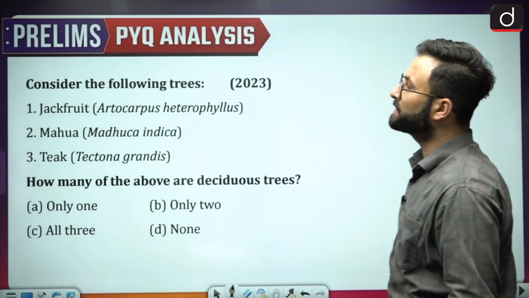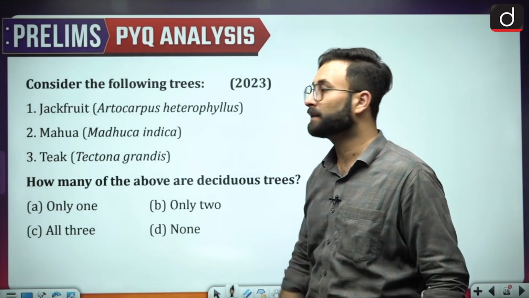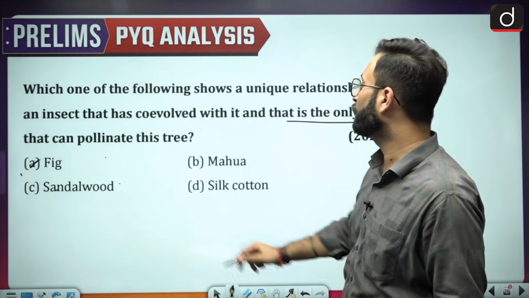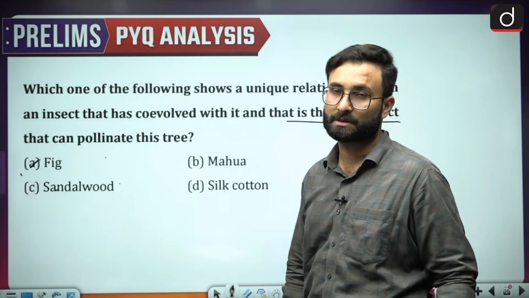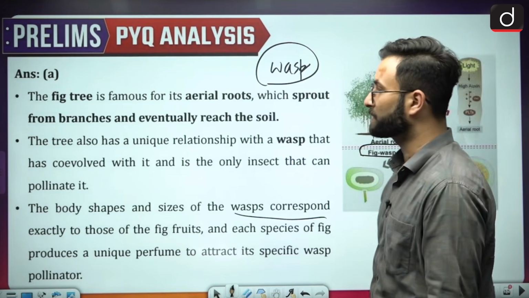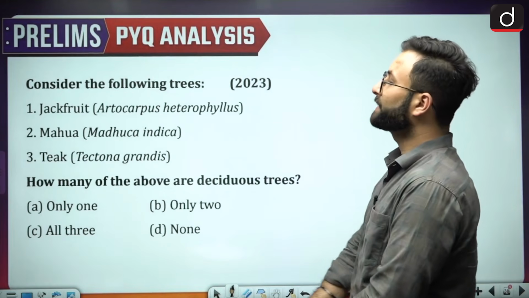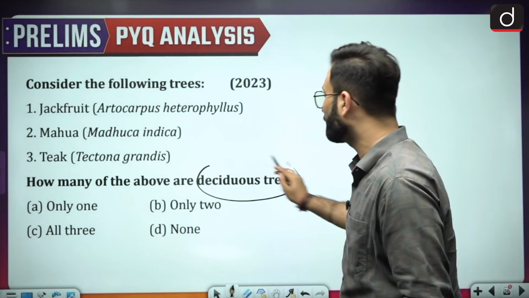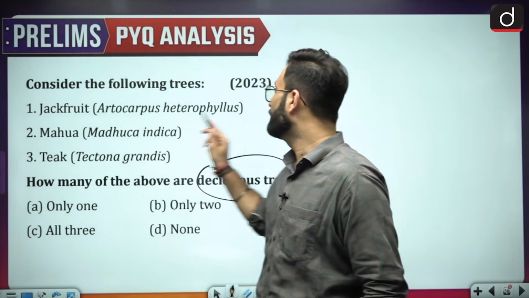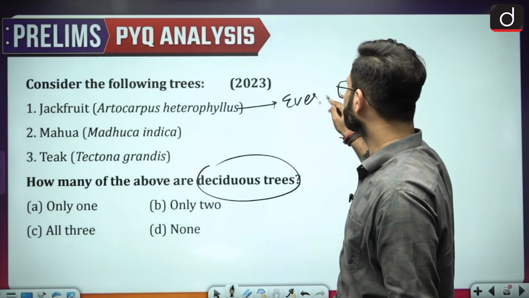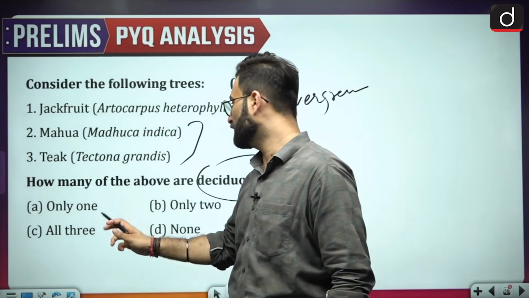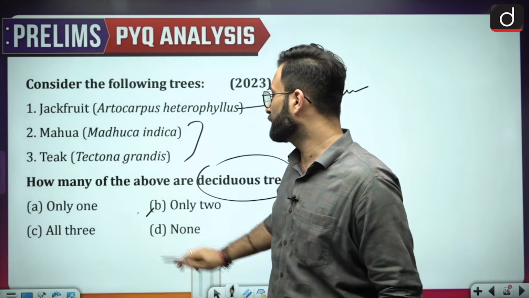Consider the following trees: jackfruit, mahua, and the teak. Here you can see in 2023 they talked about mahua, and in 2024 again mahua was in the options, so there might be a chance that they will ask about this as well. How many of the above are deciduous trees? Jackfruit is an evergreen crop. Mahua and teak are deciduous. So option B, only 2, would be the right answer.